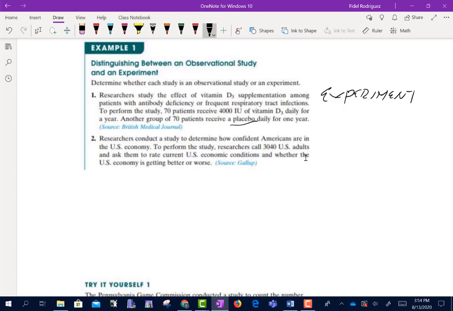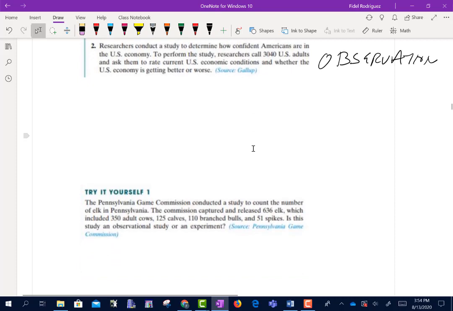To conduct a study to determine how confident Americans are in the U.S. economy, researchers called 3,040 U.S. adults and asked them to rate current U.S. economic conditions and whether the economy is getting better or worse. This is an observation. They haven't done anything. They just asked you a couple of questions. That's an observation.